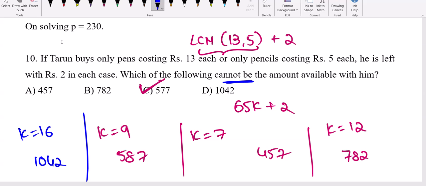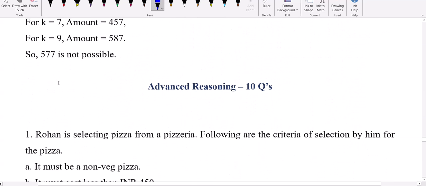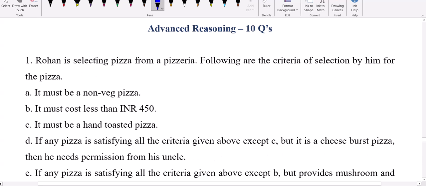Right, LCM and LCM. So this is one set of questions, or 10 questions related to advanced quant, advanced reasoning. We said decision making or attention to detail, and this is one question.